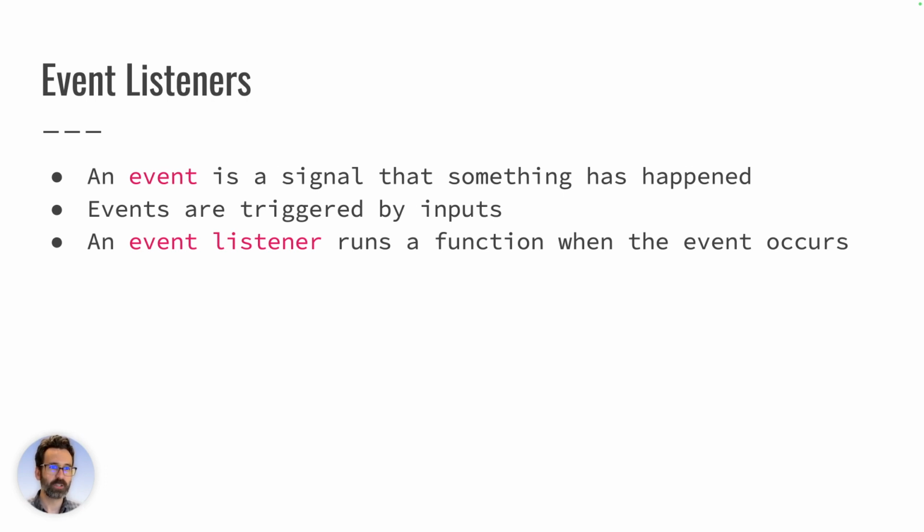One way that events can be triggered is by an input. If I click a button, that triggers an event. If I move a slider, that triggers an event. If I type into an empty text box, that triggers an event. So since there are events, we can listen for those events. We can create an event listener and have it run a function when the event occurs.